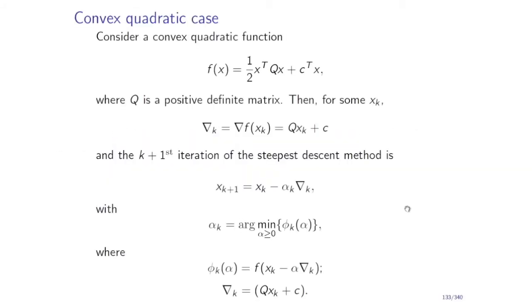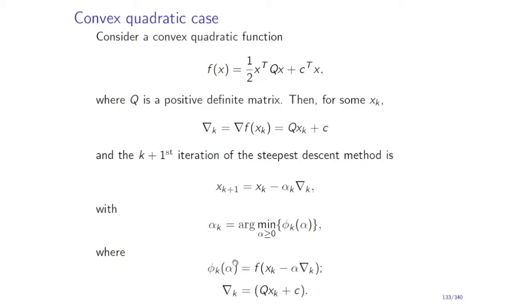In case of convex quadratic functions, we have f of x is given by 1/2 x transpose times Q times x plus c transpose times x, where Q is assumed to be positive definite, so we have the convex problem, right? Then we can explicitly compute the gradient, so the gradient at xk will be given by Q xk plus c, right? And the k plus first iteration of the steepest descent method will be xk plus 1 is xk minus alpha k nabla k, where nabla k is given by this expression.